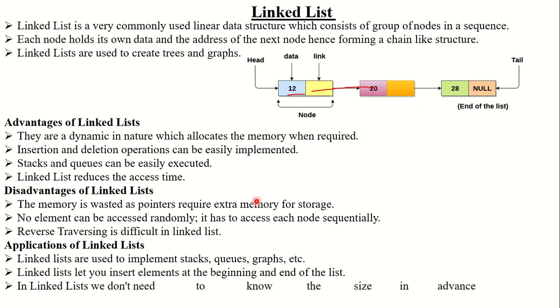And the last one is, in the linked list we don't need to know the size in advance. Suppose you are going to create an array, at the time of declaration you have to decide the size of the array. Once you decide the size of the array, it is hard to change it. You must know in advance what number of elements you require. In the case of an array, we define the size at compile time.